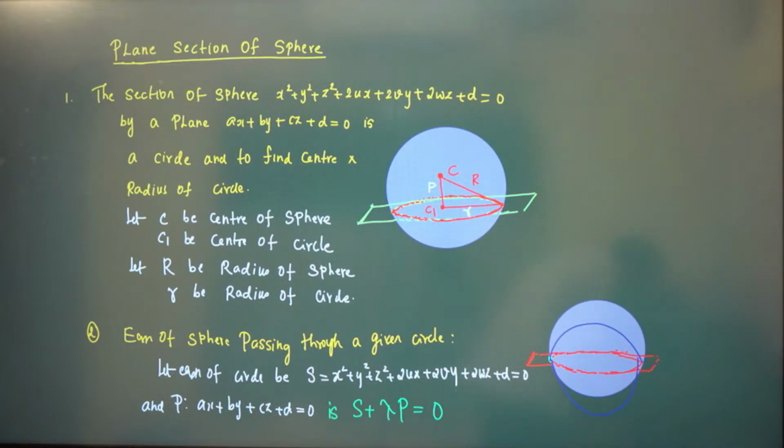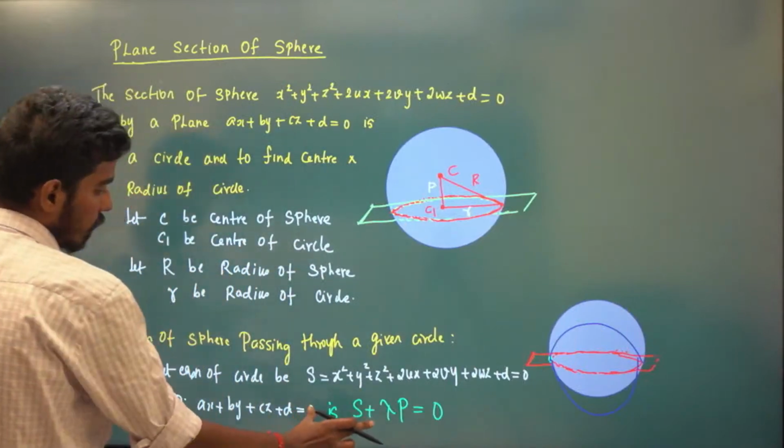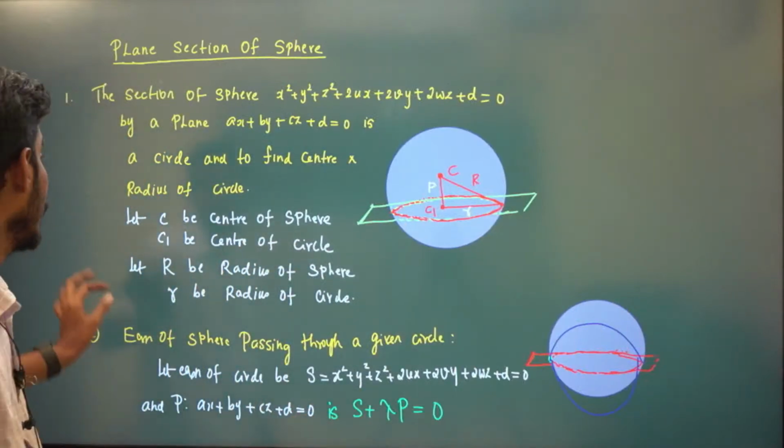Is it clear up to now? It's a very important concept. Whenever we are sectioning a sphere by a plane, the section will be a circle. So the equation of a circle will be s equal to 0, comma p equal to 0. So you will have a sphere and a plane. Now second, the equation of a sphere passing through a given circle is given by s plus lambda p equal to 0. Very important: s plus lambda p equal to 0.